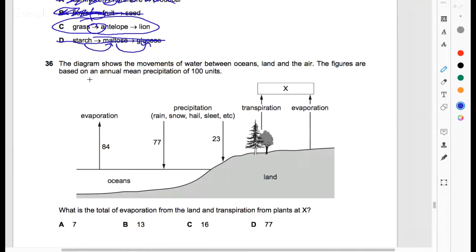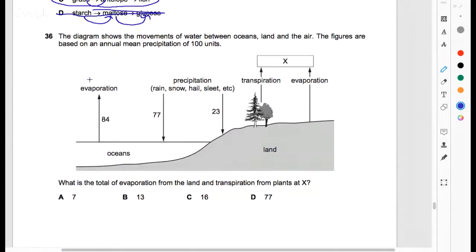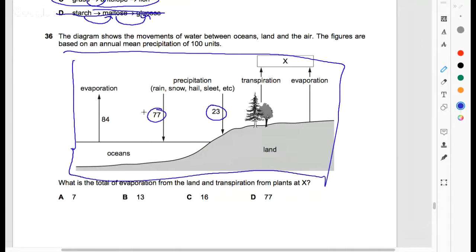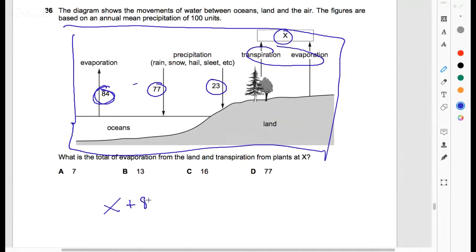36. The diagram shows the movement of water between oceans, land, and the air. The figures are based on an annual mean precipitation of 100 units. What is the total evaporation from the land, transpiration from plants at X? So if we've got 100 units of precipitation, 27 plus 73 is 100. We also have that, if this is a closed system, so we're assuming that all the water in here is staying the same, it's not leaving or arriving. And then the evaporation from the ocean plus the evaporation from the land must be equal to the precipitation. We're not losing or gaining water into or out of the system. So X plus 84 is the same as 100, which tells us that X equals 16. So C is the correct answer.